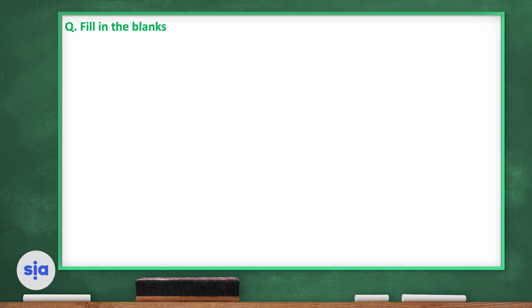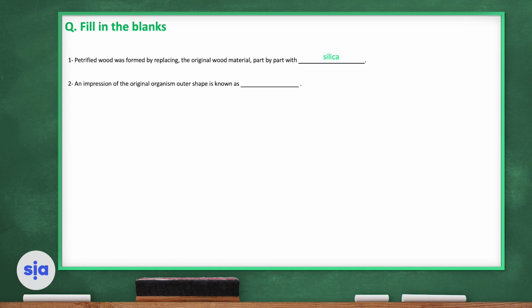Now fill in the blanks. Petrified wood was formed by replacing the original wood material part by part with which kind of mineral? Yes, silica. An impression of the original organism's outer shape, if I'm talking about the outer shape only, is known as a cast. Whole bodies of organisms can be preserved in snow or amber.